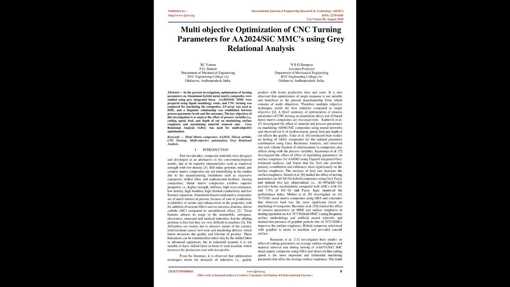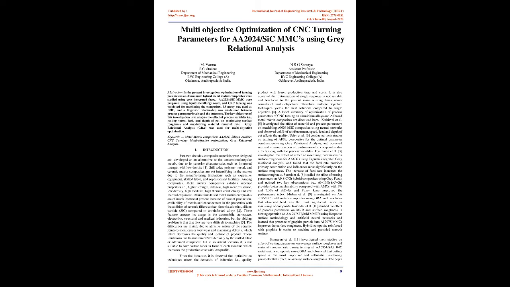Introduction. In the past 2 decades, composite materials were designed and developed as an alternative to conventional metals, due to their superior characteristics such as improved strength with low density. Still today, polymer, metal, and ceramic matrix composites are not intensifying in the market due to manufacturing limitations such as expensive equipment, skilled labor, and sophisticated facilities.